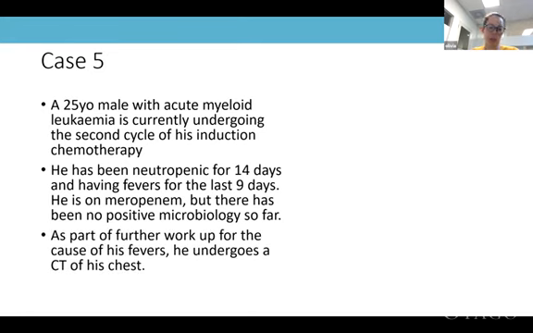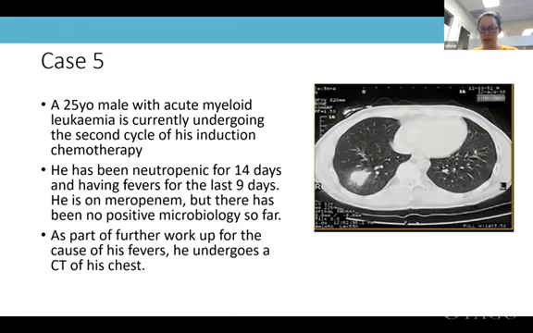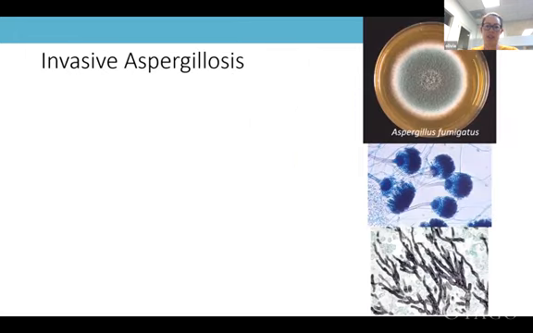And as part of his further workup for the cause of the fevers, he undergoes a CT of his chest. And this is what you see on his chest CT. So this is a nodule with some surrounding ground glass change around it. And this is classic for invasive mold infection, and the most common invasive mold infection is invasive aspergillosis, and that's the one we'll talk about here.